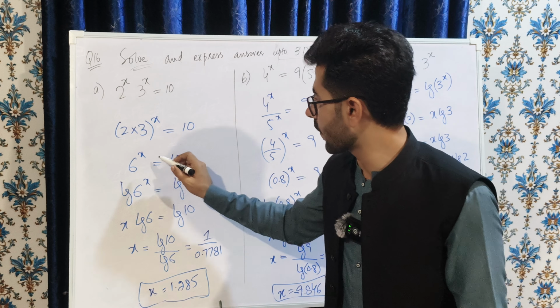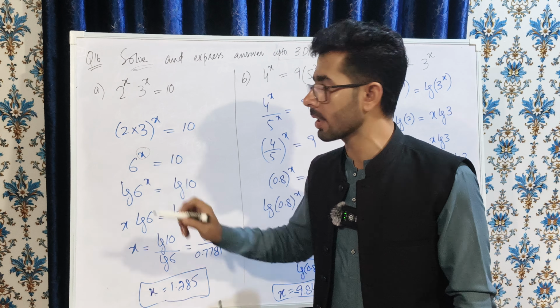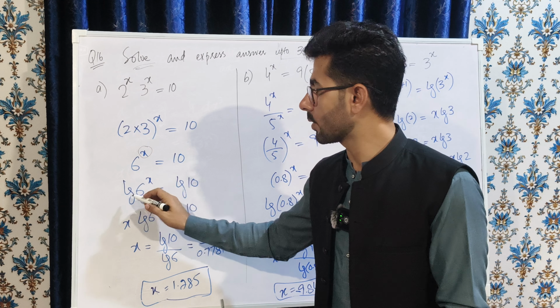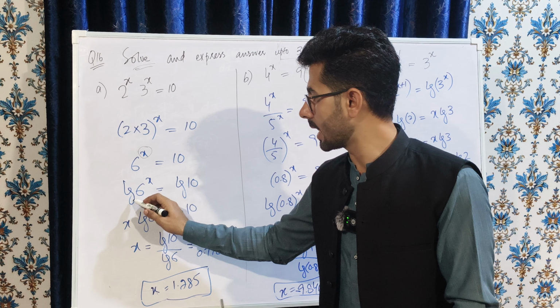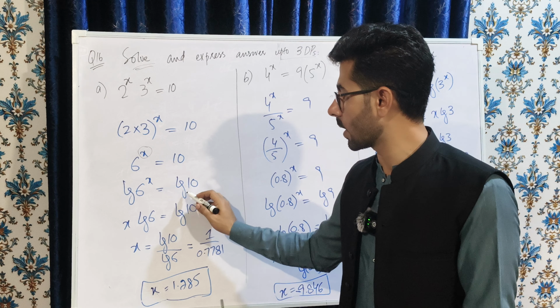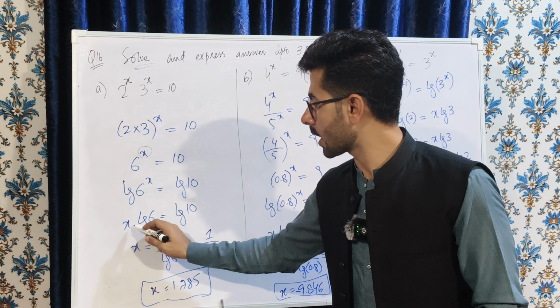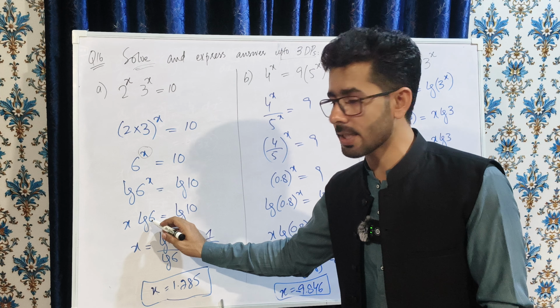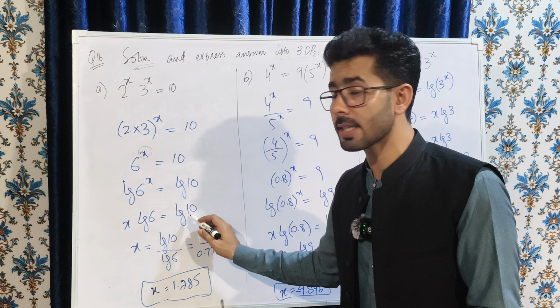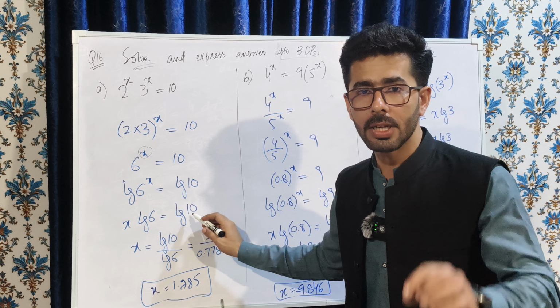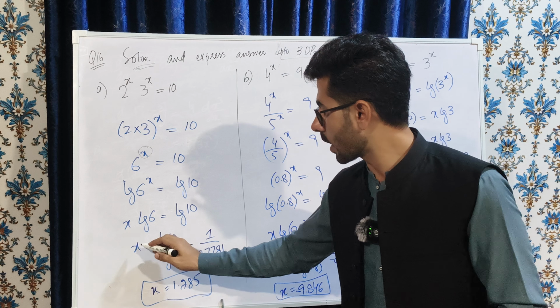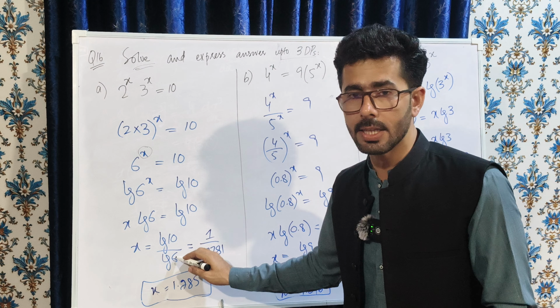I need to find the answer of x. So for bringing x down, we need to apply log on both sides. We take log 6 power x equals to log 10. X comes down, it gets multiplied with log 6. So x times log 6 equals to log 10. I'm interested in the value of x. So x will be equal to log 10 divided by log 6.